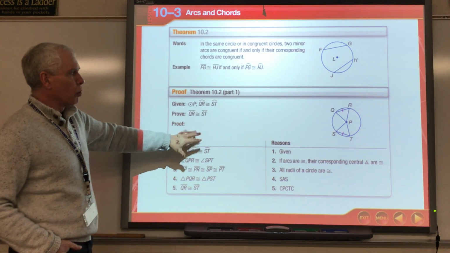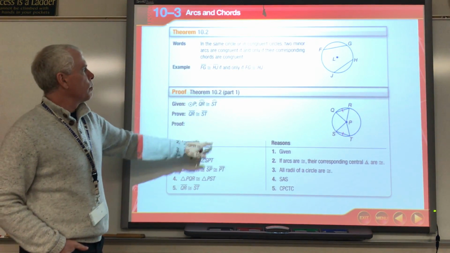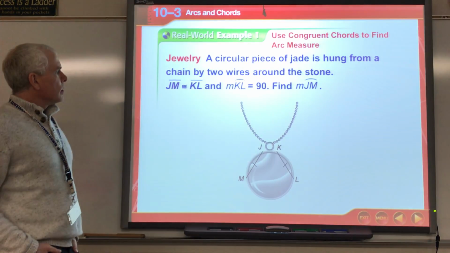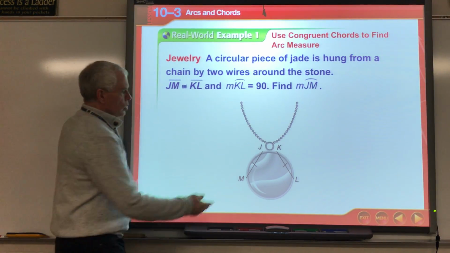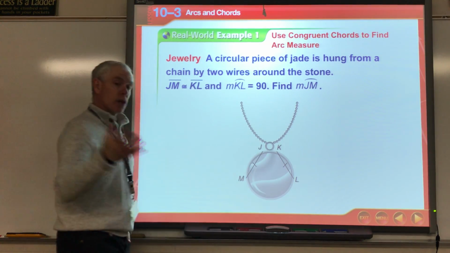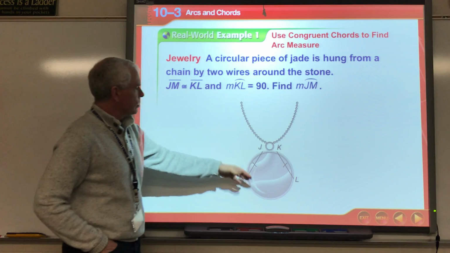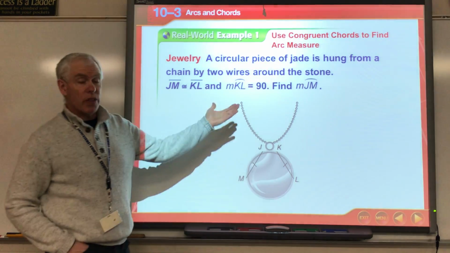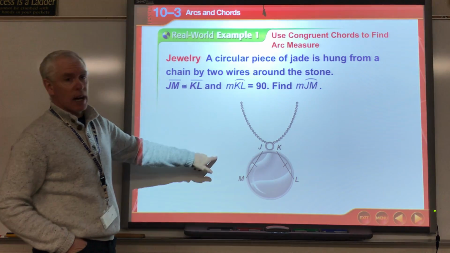Here's an example of how to prove it. It's just done with congruent triangles, but I won't go through that. If you're interested in it, let me know. So a circular piece of jade is hung from a chain by two wires around the stone. JM and KL are congruent, so the chords are congruent. And the measure of arc KL is 90, so find the measure of arc JM. Well, the theorem we just looked at said if the chords are congruent, so are the arcs. So it's got to be 90 degrees.